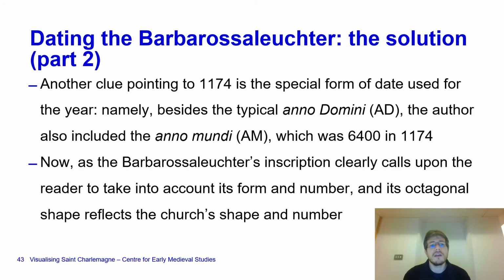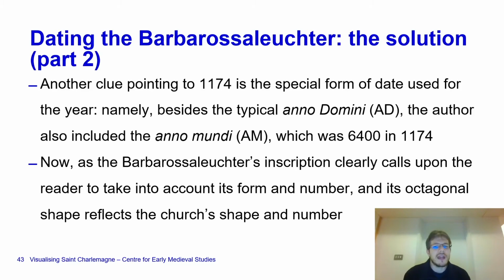Now, another clue pointing to 1174 is the special form of dating used for the year. Namely, besides the typical Anno Domini, so year of our Lord, the author also included the Anno Mundi, year of the world, which was 6400 in 1174. So essentially it was 6400. This is quite a steep date, but bear with me.